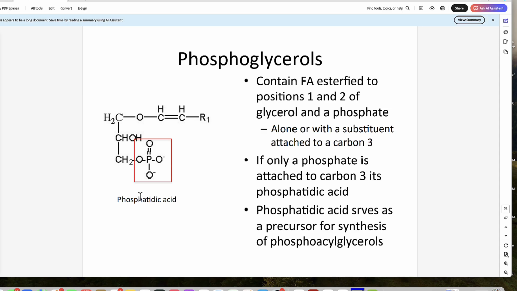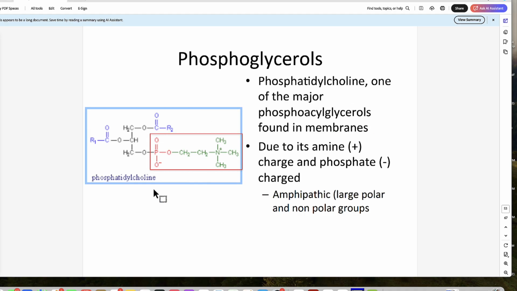Phosphoglycerol contains a fatty acid that is esterified to positions 1 and 2 of glycerol and a phosphate. If only a phosphate is attached to the carbon 3, it's phosphatidic acid. Phosphatidic acid serves as a precursor for synthesis of phosphoacylglycerols. Okay, you have phosphatidylcholine. It's one of the major phosphoacylglycerols found in membranes, and it's due to its amine, which is positive charge, and its phosphate charge, which is negative. So it is amphipathic.